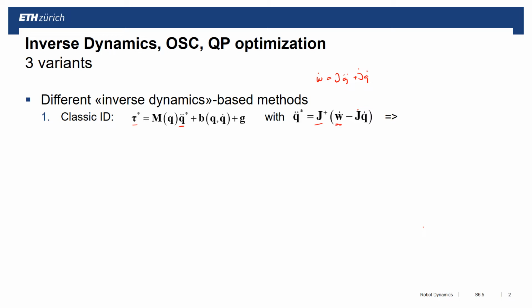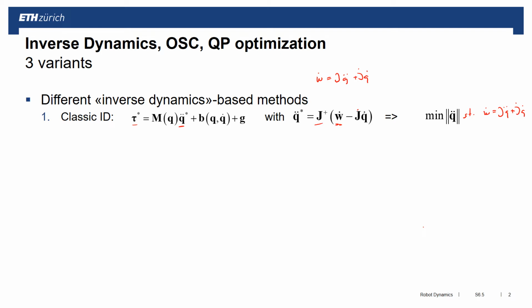Now what this pseudo inversion is doing is that it will find the minimal q double dot such that this task is fulfilled. And that's the case if we have more degrees of freedom in our q double dot, or in our q, than the actual task we want to fulfill. So for example, if I have a 6 degree of freedom robot arm and I only want to determine the linear acceleration of my end effector, so only 3 task directions.